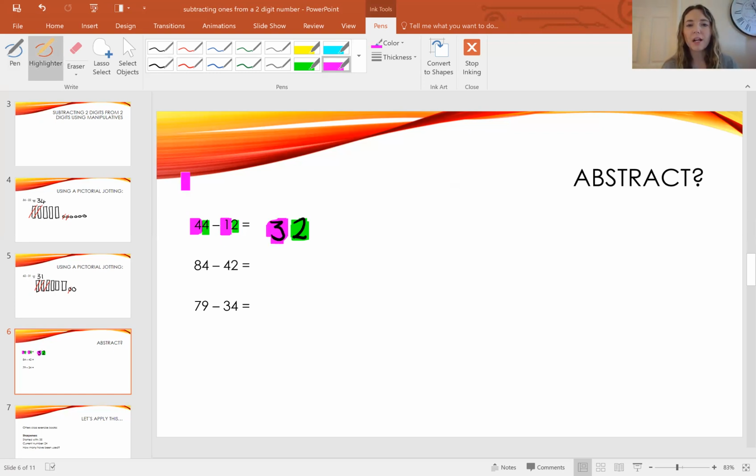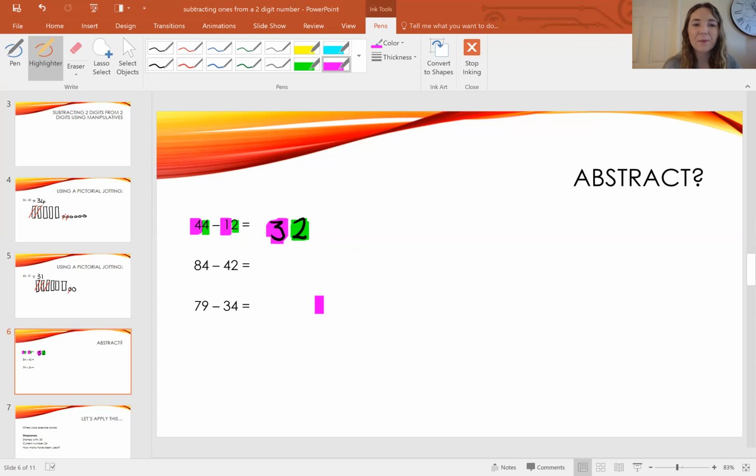Now you don't need to use colours when you're doing yours. I was just doing it to show you that we're taking the 10s away from the 10s and the 1s away from the 1s. Okay, have a go at the next two. Pause the video and have a go. See if you can have a go at doing it using your mental strategy. And I'll go through the answers in a moment.